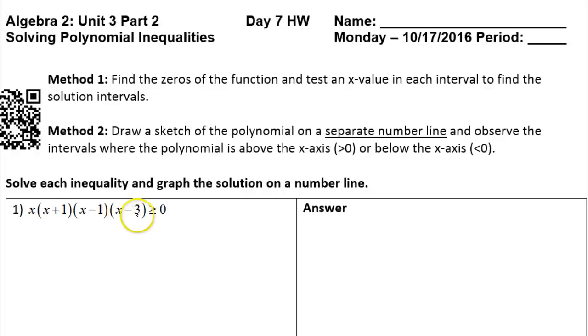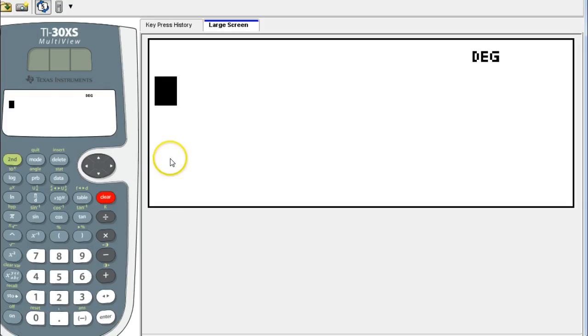In this video we will learn how to solve polynomial inequalities. I will only be using method 1 in this video, where we will find the zeros of the function and use test values in each interval to find the solutions. And I will be heavily using my TI-30 XS multiview in this video.